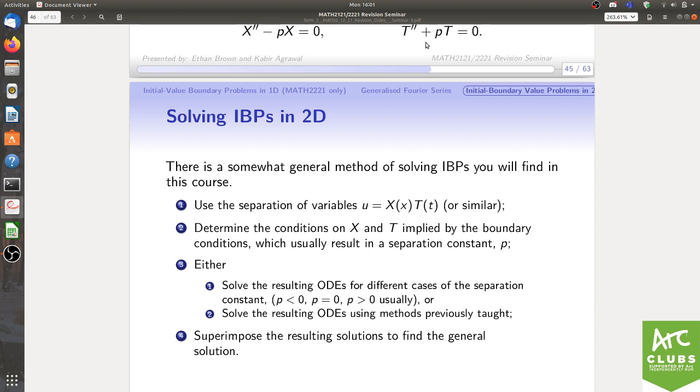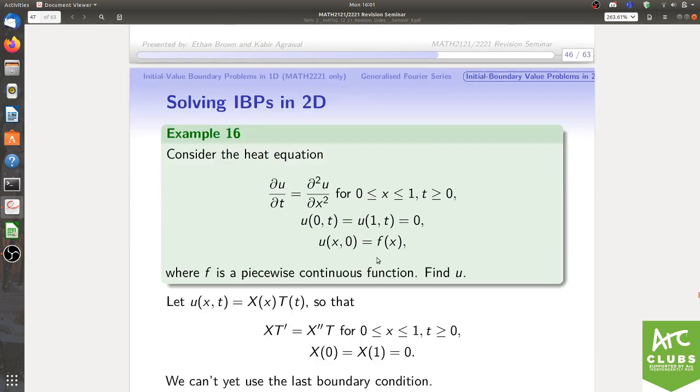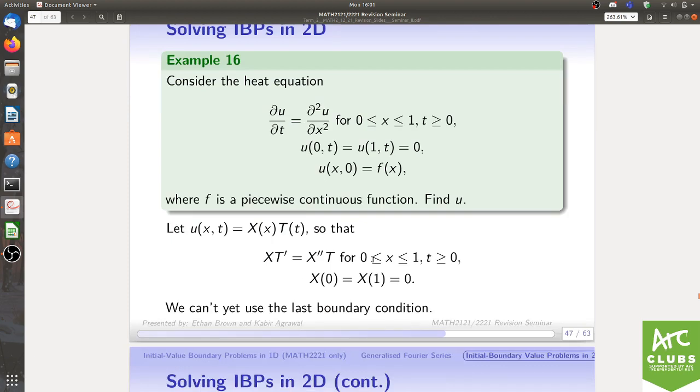So it's literally just this method over and over again, though sometimes they can come with varying levels of difficulty. I know that in 2221, for example, they combine the Sturm-Liouville form with this partial differential equation. In the context of 2121, it's not going to get harder than this, or it's very unlikely. So, a classic example of an initial boundary value problem in 2 dimensions is the heat equation, which I believe is relevant to both 2121 and 2221.